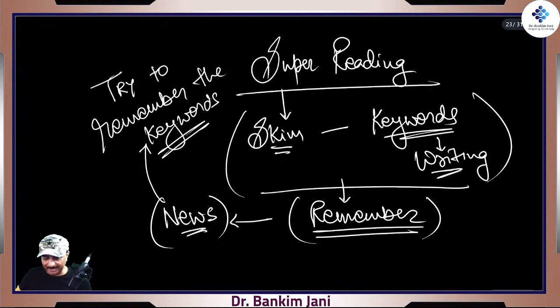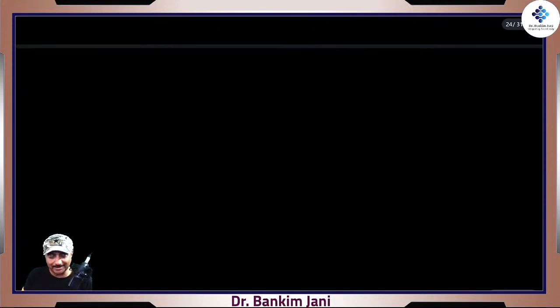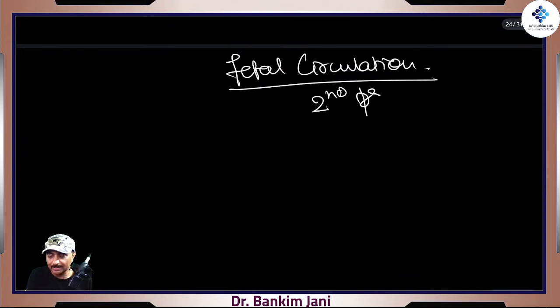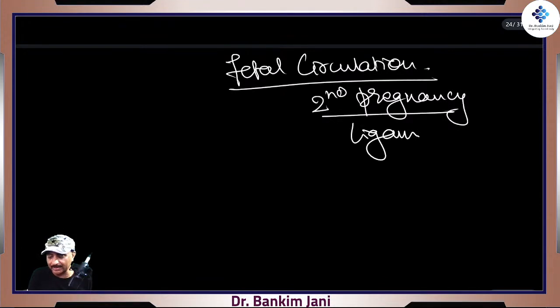Now I received a mail, right? It was a very interesting email about the fetal circulation. The question asked was that everything is understood, but what about the second pregnancy? What would happen to those ligaments, that is the round ligament or ductus venosus or ductus arteriosus, etc.? What would happen to them?